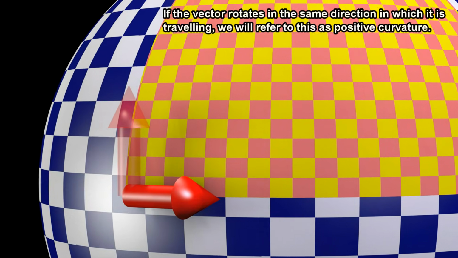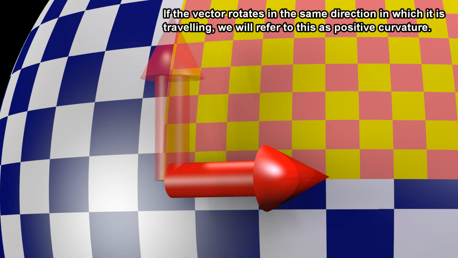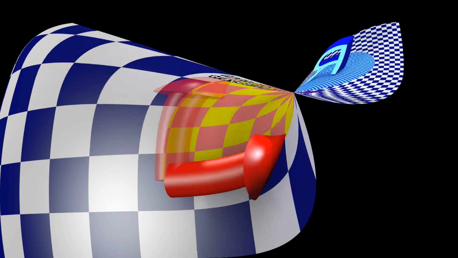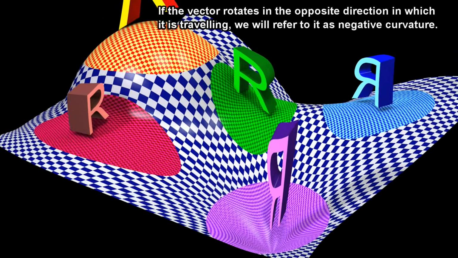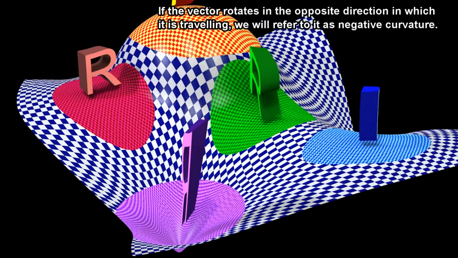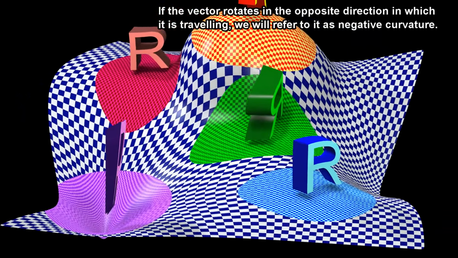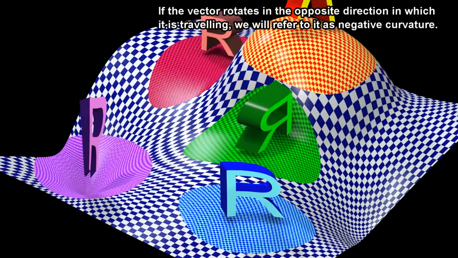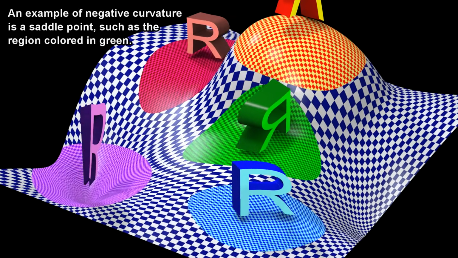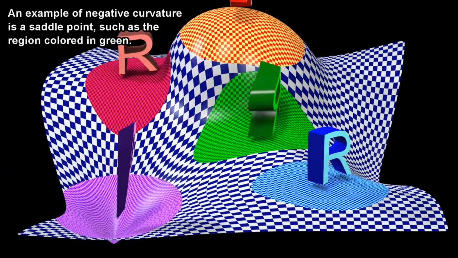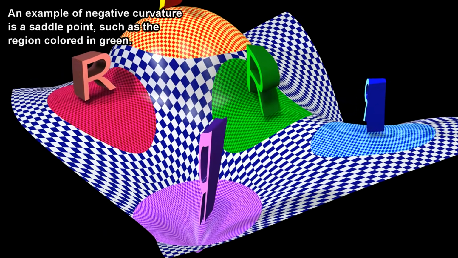If the vector rotates in the same direction in which it is traveling, we'll refer to this as positive curvature. If the vector rotates in the opposite direction in which it's traveling, we'll refer to it as negative curvature. An example of negative curvature is a saddle point, such as the region colored in green.